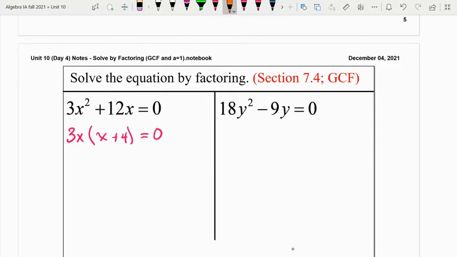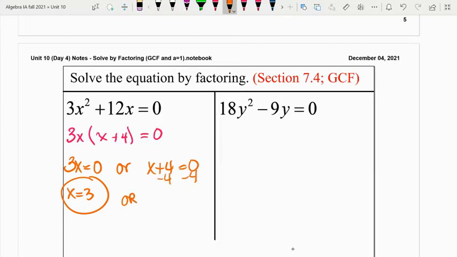Then set each term to 0. So you write 3x equals 0, or x plus 4 equals 0. So x equals 0 in the first, or subtract 4 here. X equals negative 4.